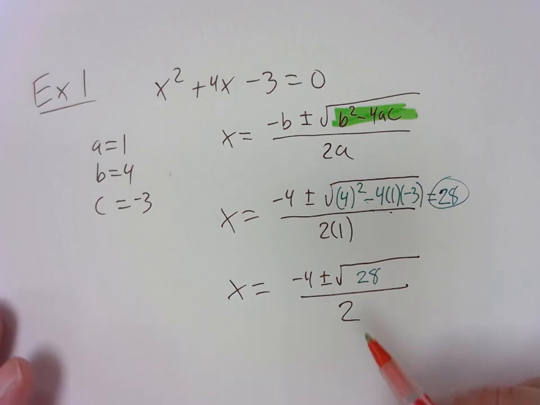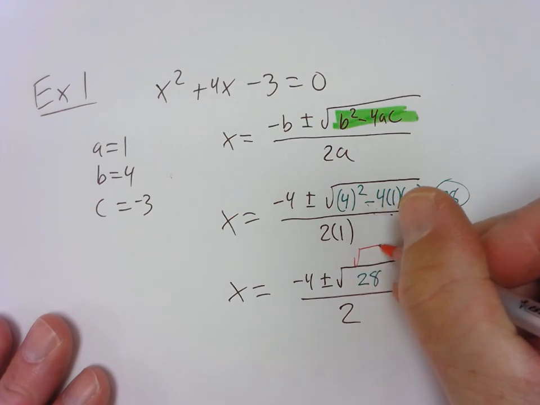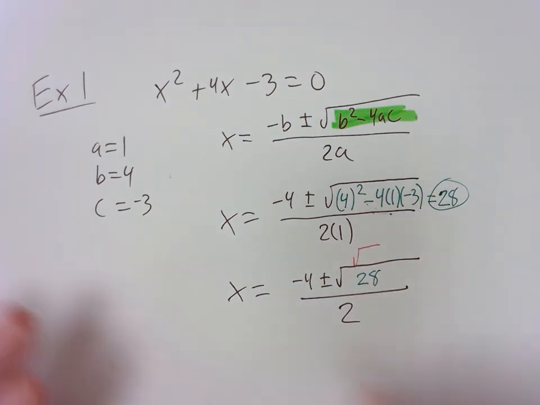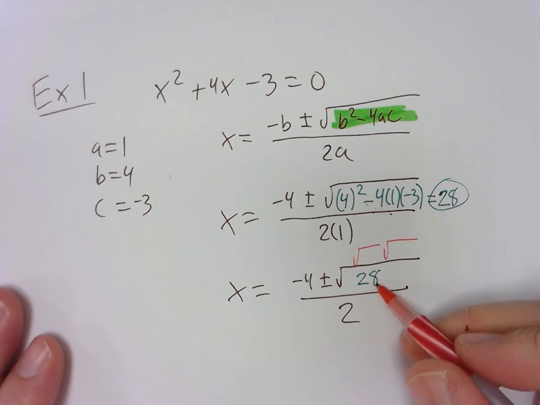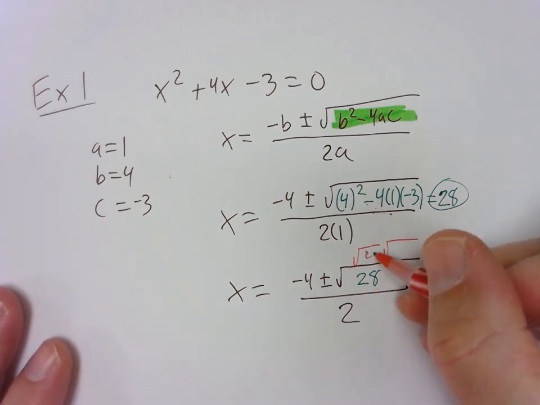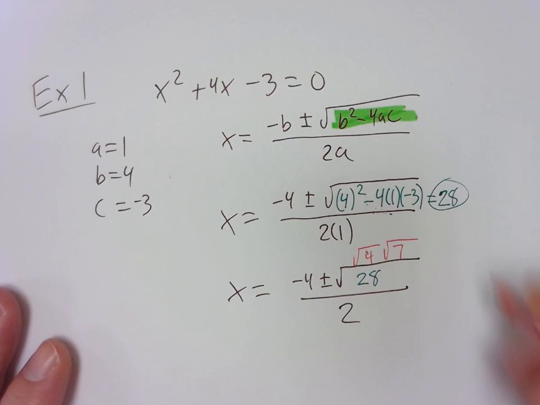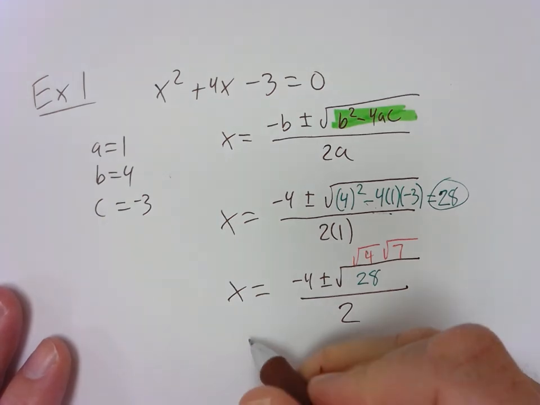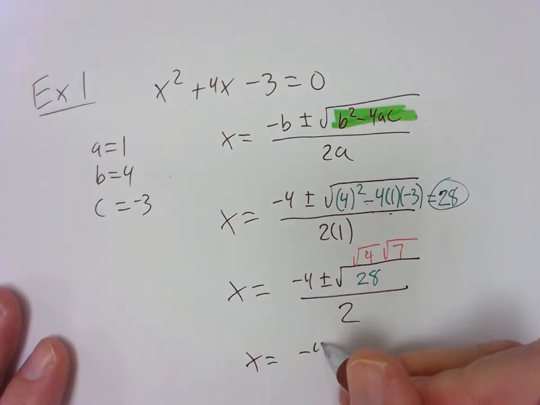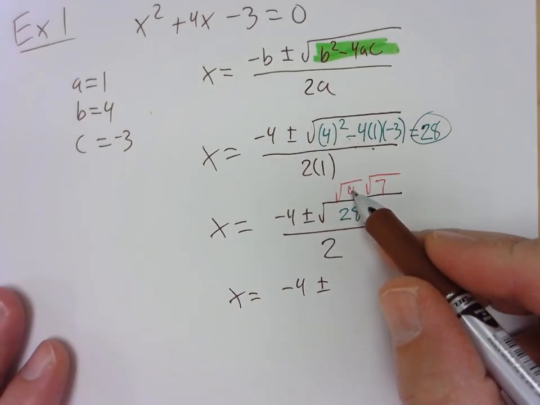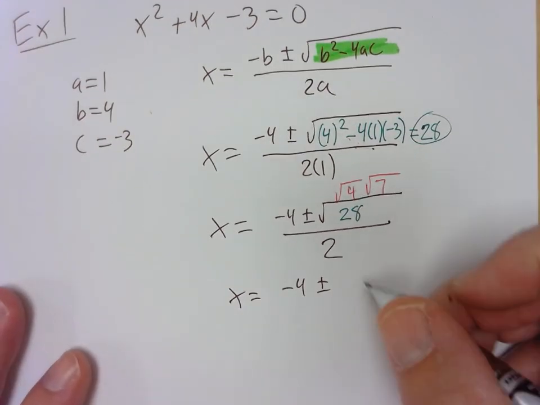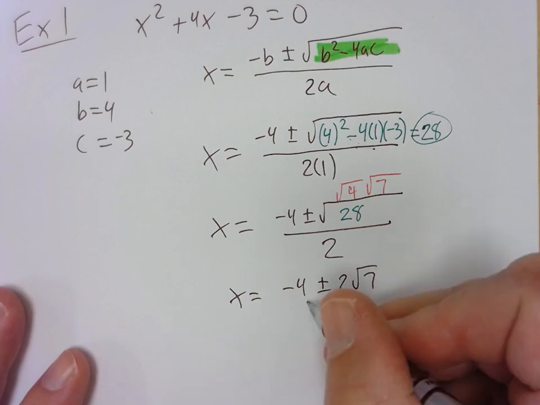Okay, so we're going to split 28 up into two things. Here we can see that that's red. I always use red for this. And I just did this on the other example, 4 times 7. Now, we're going to put this all together. x is equal to negative 4 plus or minus 2 radical 7 over 2.